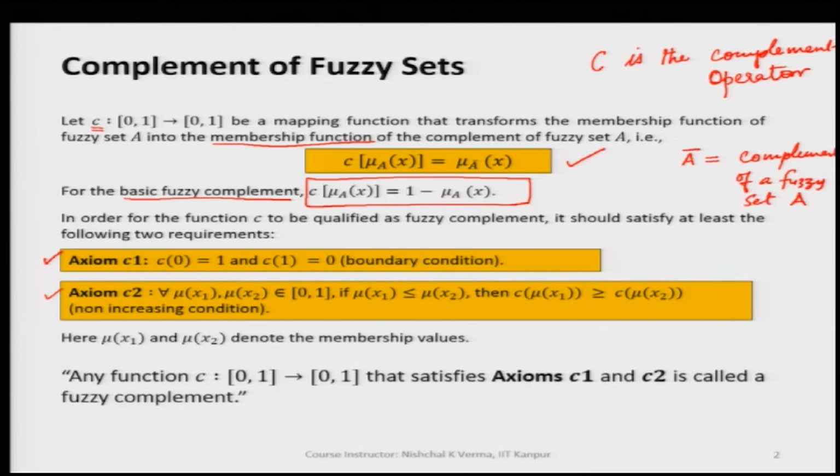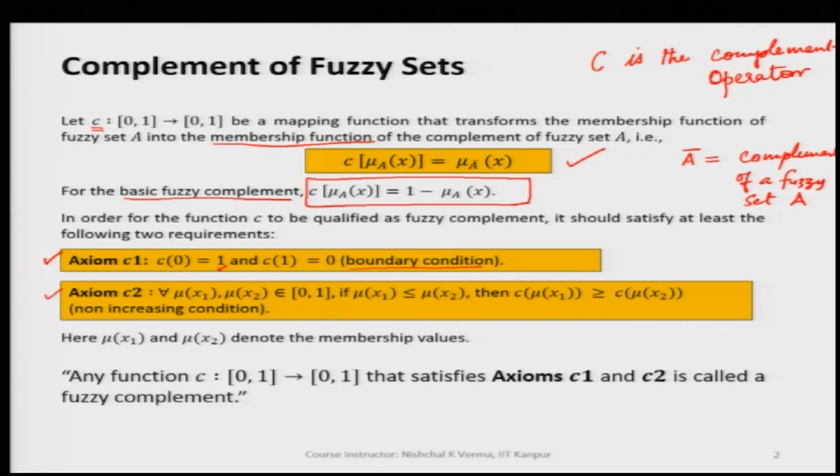The axiom C 1 says that if we apply the complement operator C on 0, we should be getting 1, and if we apply this complement operator to 1, we should be getting 0. This is also called the boundary condition. So, this is the axiom C 1.